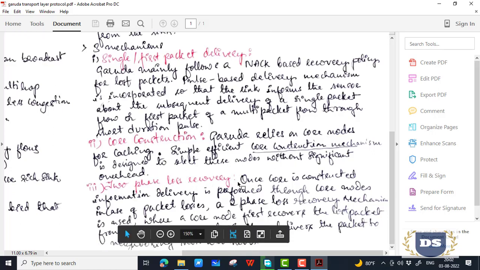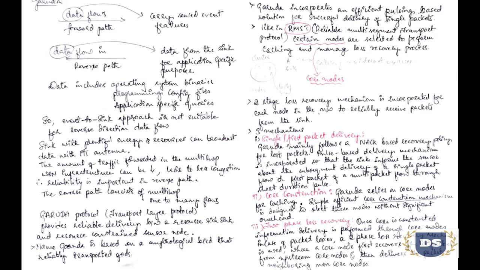Third is two-phase loss recovery. Once the core is constructed, information delivery is performed through core nodes. In case of packet losses, a two-phase loss recovery mechanism is used where a core node first recovers the lost packet from the upstream core node and then delivers the packet to the neighboring non-core nodes.